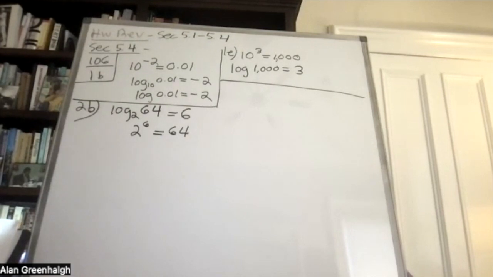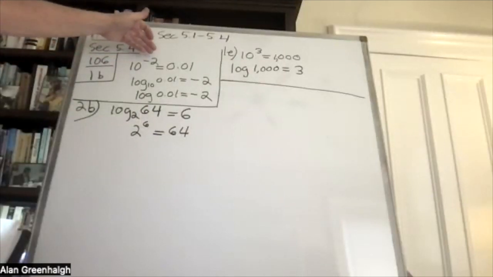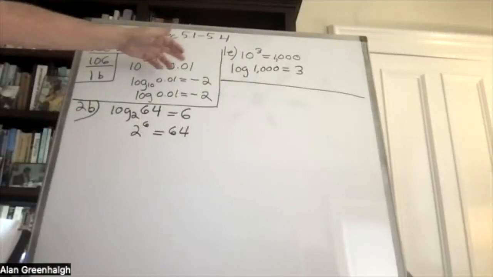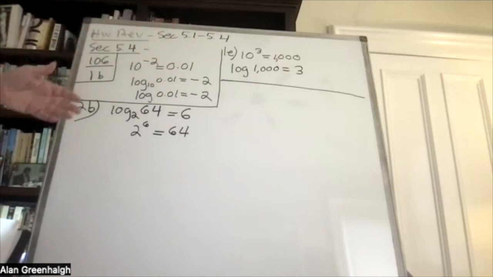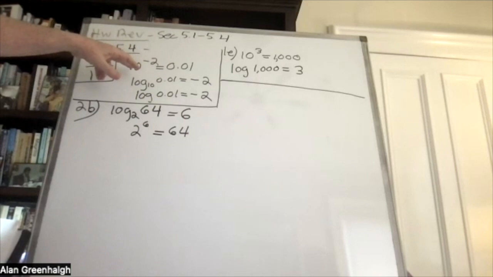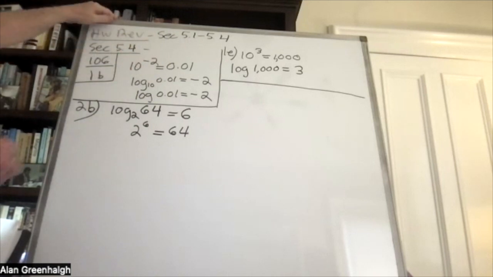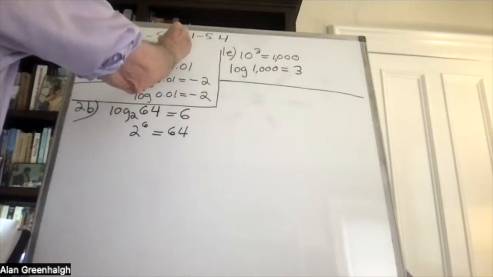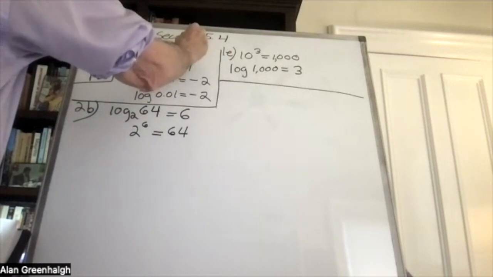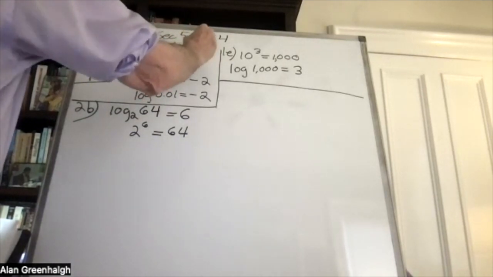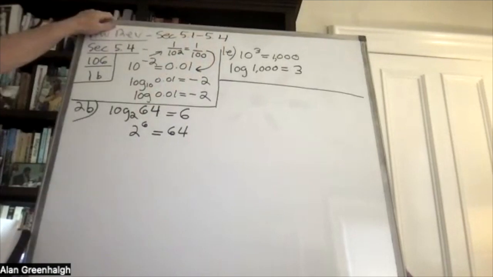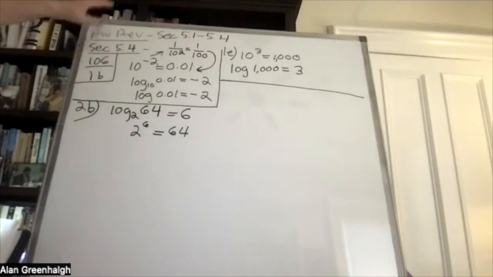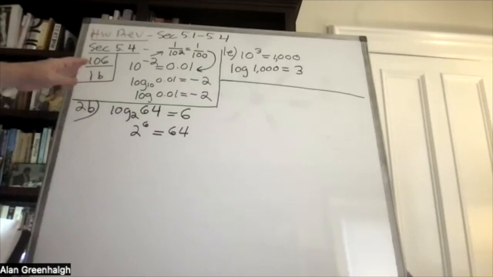And you could check these. I'm not asking you to check that 10 to the negative 2 is equal to 0.01. But if you wanted to do a little extra work, you could check it. Obviously, it's going to be a fraction. So this one would be, for example, 1 over 10 to the second. And 10 to the second is 100, so 1 over 100, and that's equal to 0.01. But none of these are asking you to test to make sure it works.